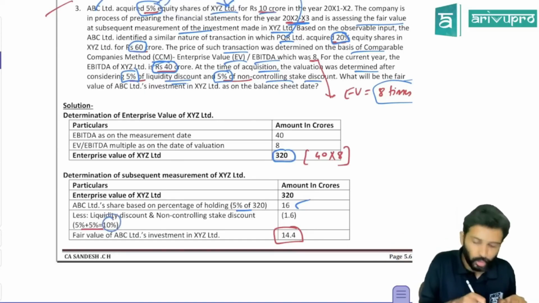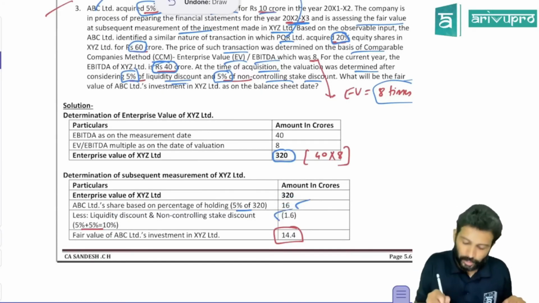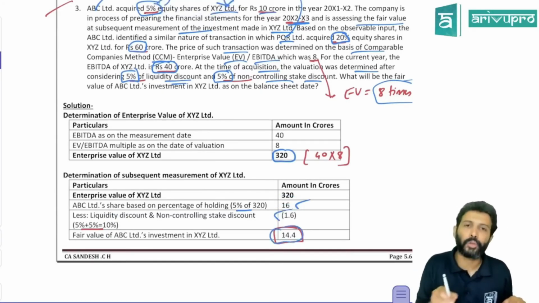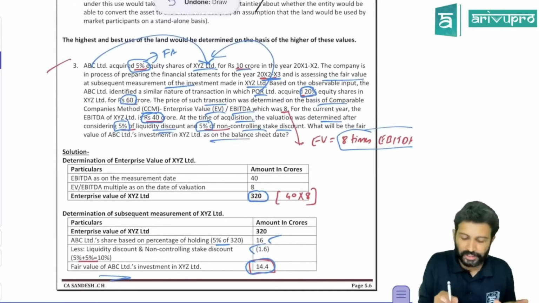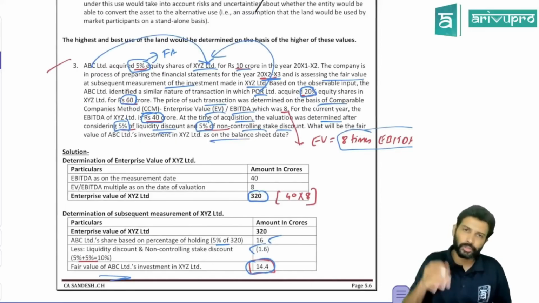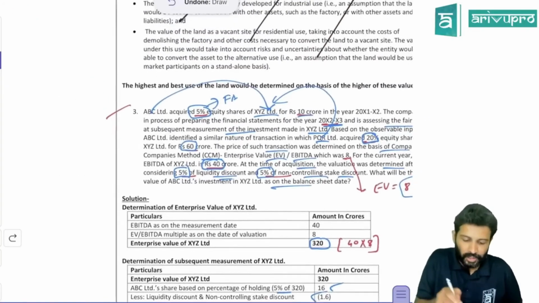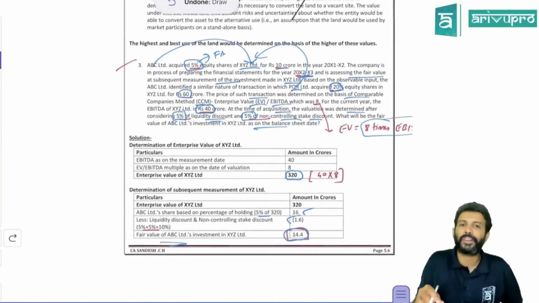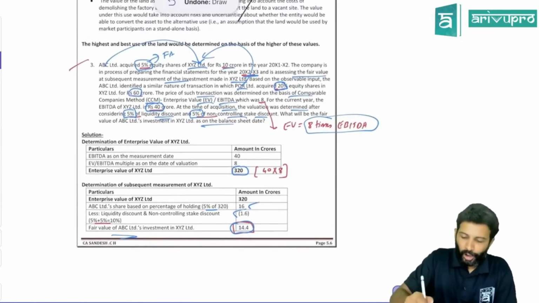Put together, a 10% discount was considered. So 16 crore ka 10% you calculate, which is 1.6. That means you get 14.4 crore. That will be the fair value of our investment. That's all. So using this as a base, they asked us to find out the fair value. The fair value of our 5% investment in ABC is 14.4 crores. Okay. Very, very simple.